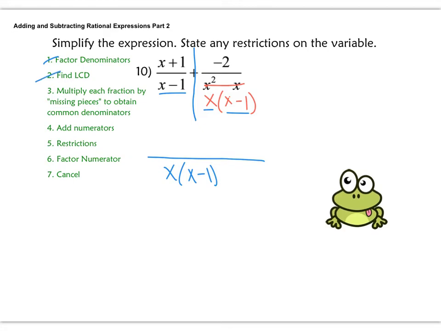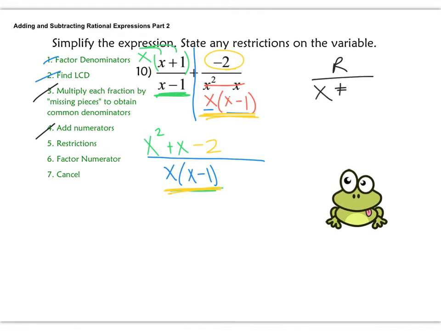All right, step 3, multiply by their missing piece. What do you multiply this one to make it look like this? Well, I'm missing the x. So I'm going to multiply the top by x. So distributing that, we get x squared plus x. And then the second one, what do you multiply this part to look like this? And it already looks like that. So I don't have to multiply anything, but I do still need that minus 2. Step 4, add your numerators. There are no like terms. Done with that. Step 5, restrictions. So x cannot equal, that would give me a 0 and a 1.